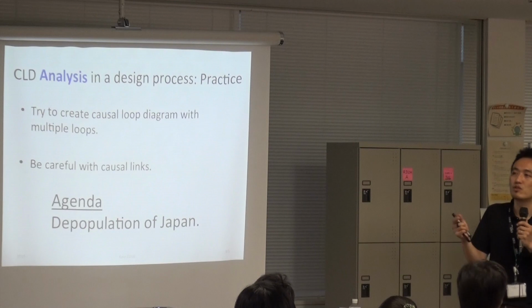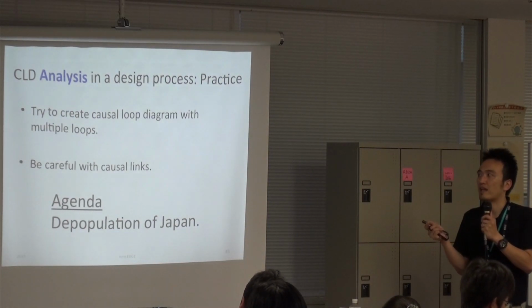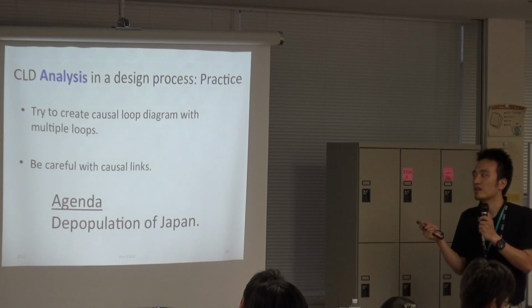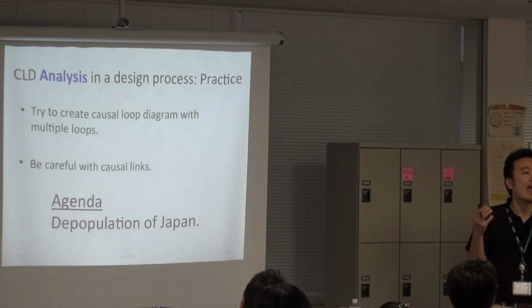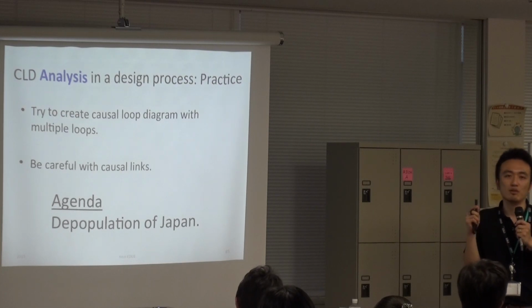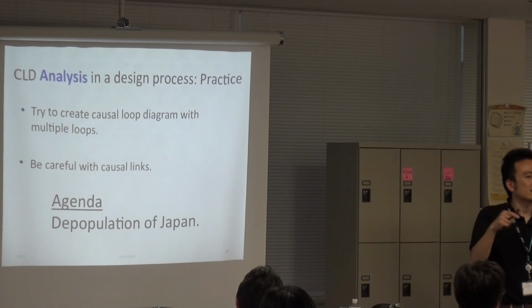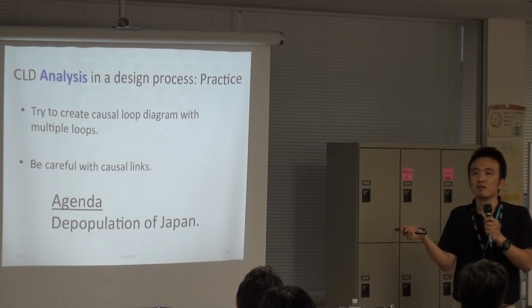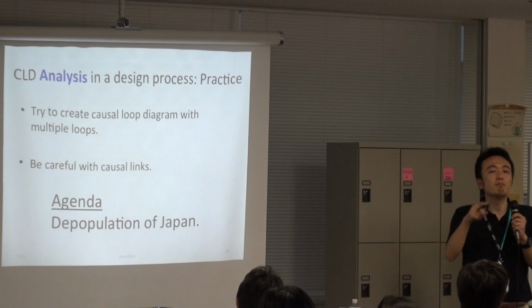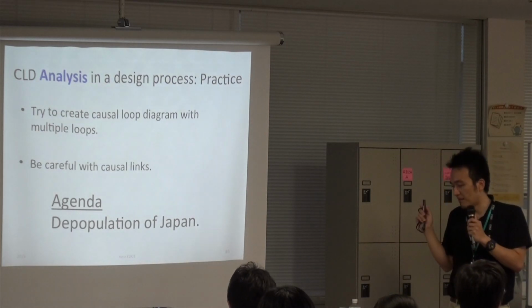It's a practice. I'm not going to do this practice. Try to create a causal loop diagram with multiple loops, and then be careful with causal links. So depopulation of Japan can be identified with causal loops. Do you think so? Probably. Yeah, because we cannot stop this for years and years. So it must be in some loop, and we can do not much about it.